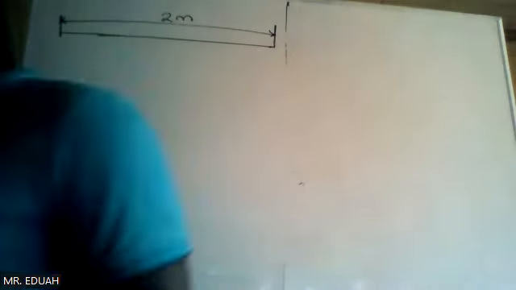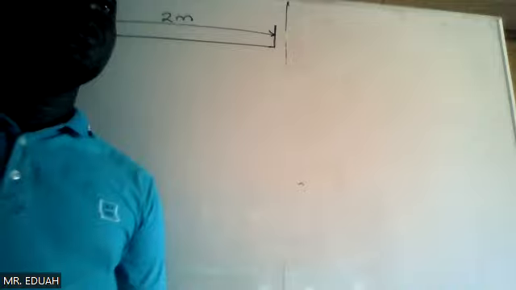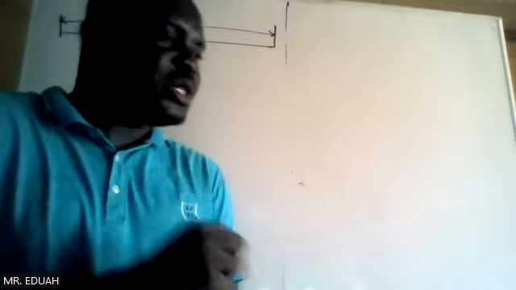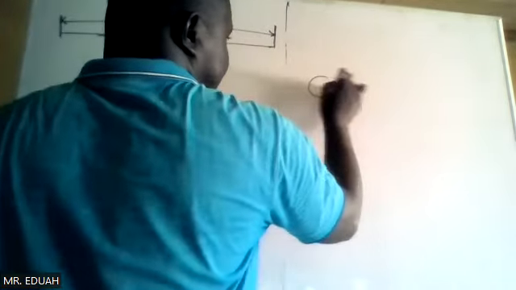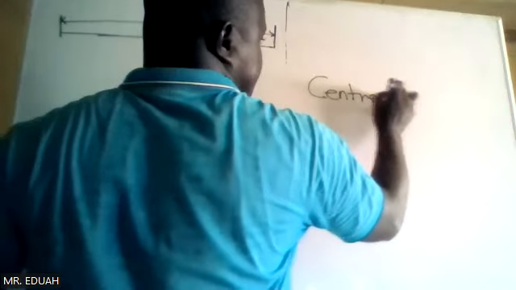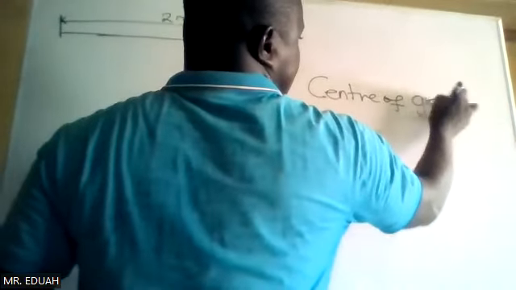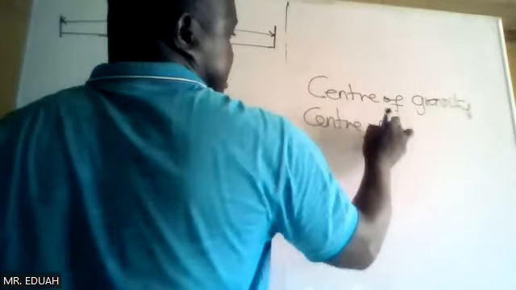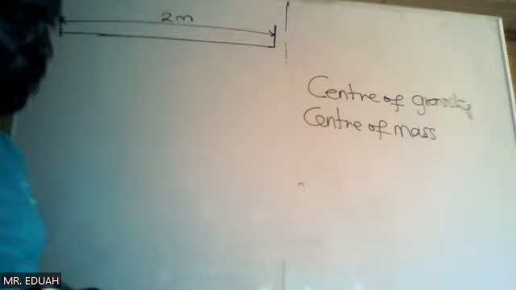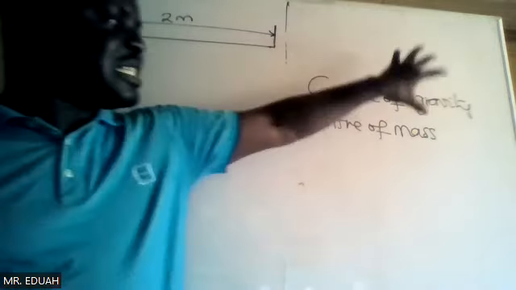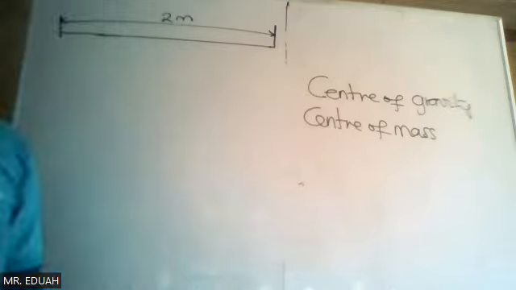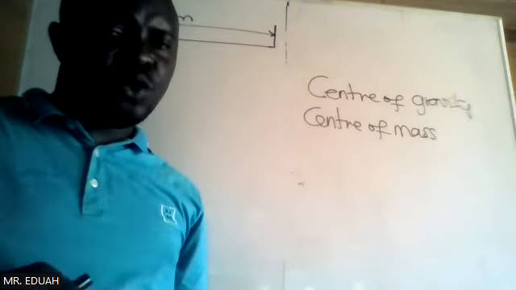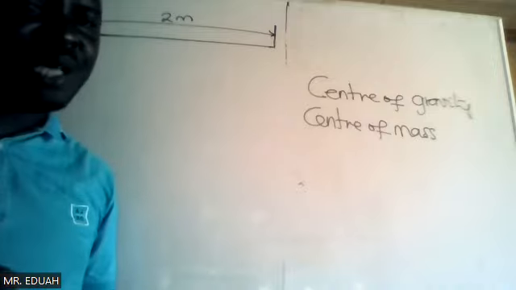it means is that for a uniform beam, we have its mass or weight, which we call either center of gravity or the center of mass, acting at the center. What do we mean by center of gravity?